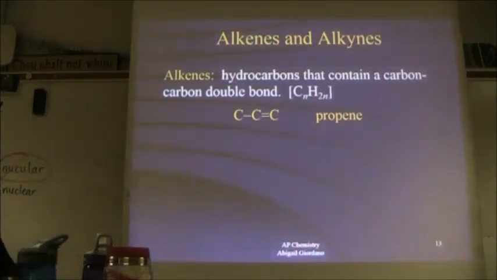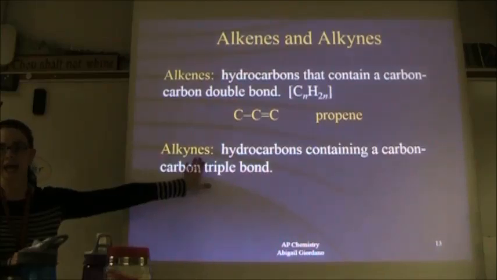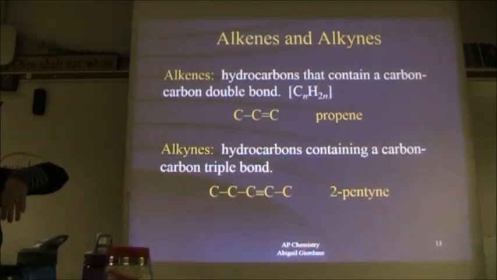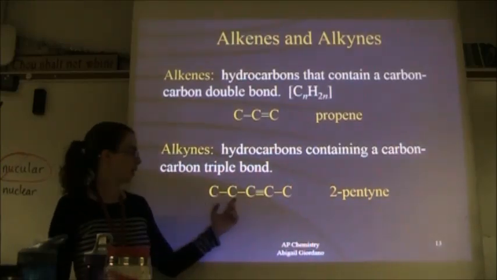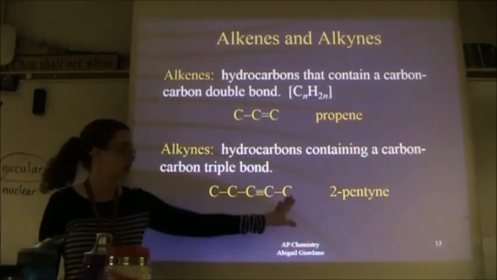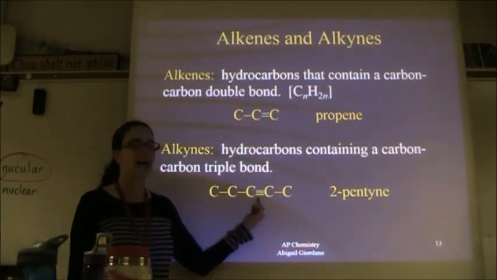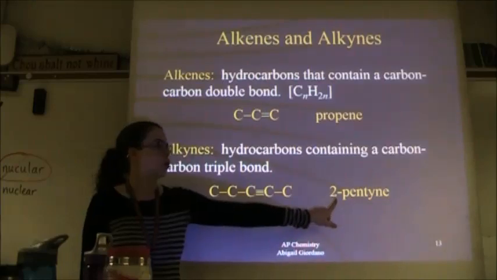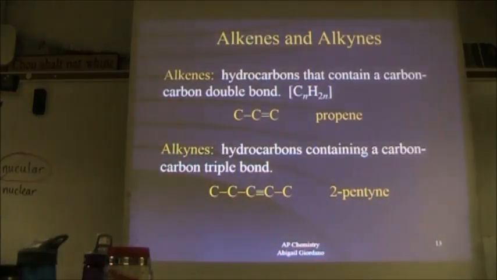If something has a triple bond somewhere in the carbon chain, we call it an alkyne. Same rules apply though. 5 carbon chain, meth, eth, prop, but, pent. It's not pentane, it's not pentene, it's pentyne. Now, what do you think that number 2 in the name is telling us? Yeah, the location of the triple bond.